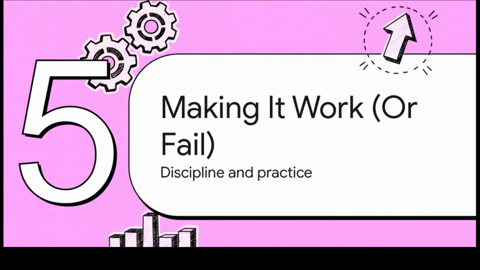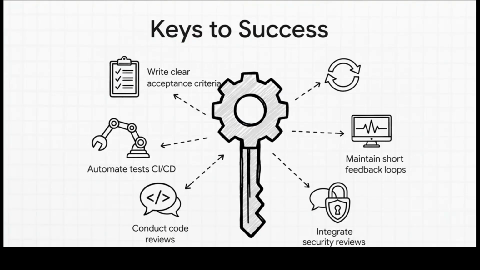So choosing a model is one thing, but actually making it succeed in the real world, that really comes down to discipline and practice. The teams that absolutely nail this stuff have amazing habits. They define what success looks like clearly for every single feature. They automate all the repetitive tasks like testing and deployment. They're constantly reviewing each other's code. They monitor the software after it's released, and they keep communication flowing. And this is a huge one. They build security in from the very beginning.